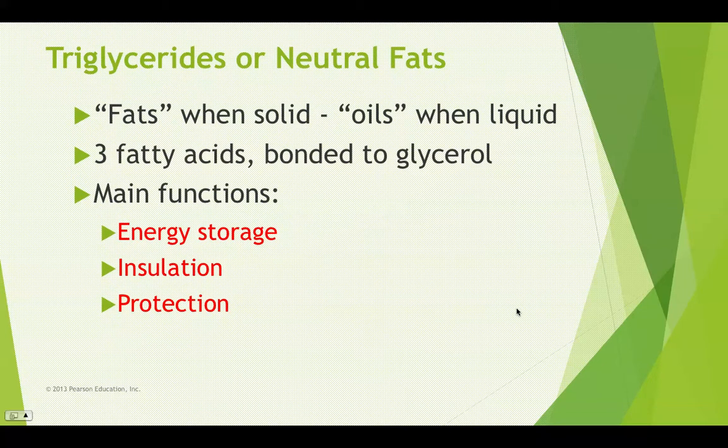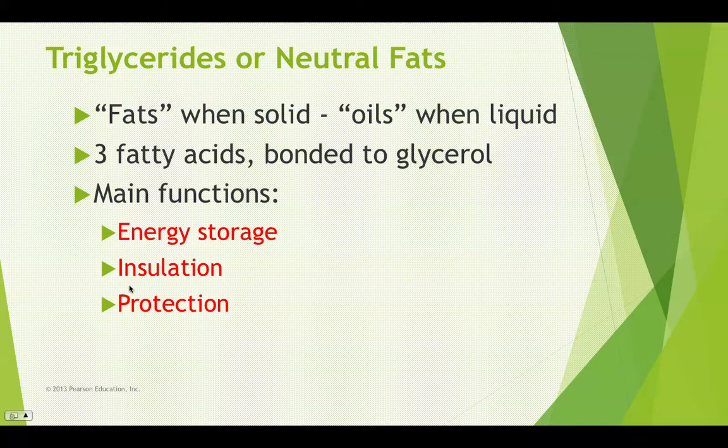Triglycerides, or neutral fats, are called fats typically when they're solid and oils when they're liquid. They're composed of 3 fatty acids that are bonded to a glycerol molecule. So that's why these are called triglycerides. The main function of triglycerides is energy storage, that is long-term energy storage in animals. The triglycerides form our adipose tissue, which is a long-term energy storage molecule.